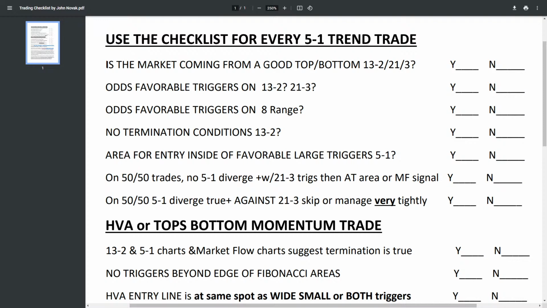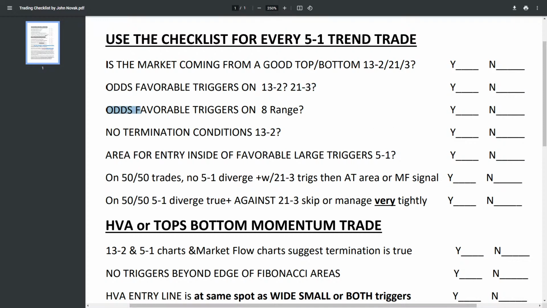Now, does everybody understand odds favorable triggers? I know if you guys have spent more than a couple days with Mark, you know, right? Very wide screaming trigger lines on either the 13.2 or the 21.3. This is my plan. If you guys have questions, just interject. Just type them out. Okay? I can multitask.